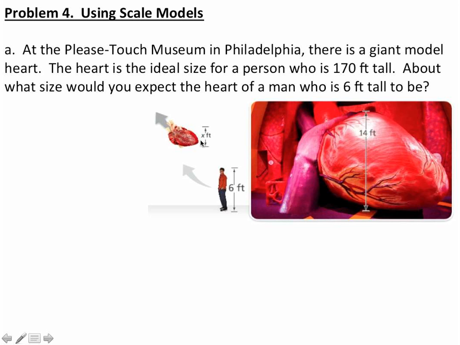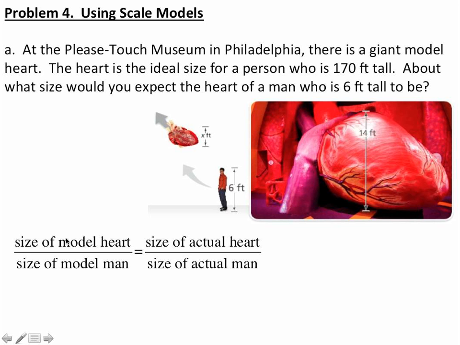So you have a proportion. Size of the model heart over the size of the model man equals the size of the actual heart over the size of the actual man. And this is the scale that's going on here. The size of the model heart was 14 feet. That fits a guy who's 170 feet. The size of the actual heart is the question. About what size would you expect the heart to be? That's what I'm looking for. The size of the actual man is 6 feet.